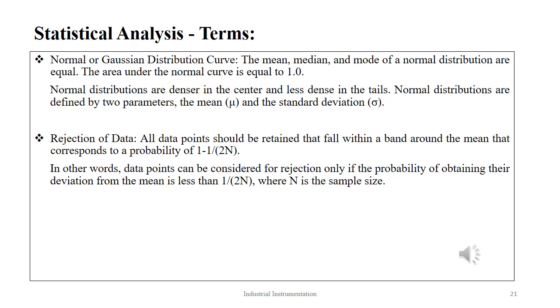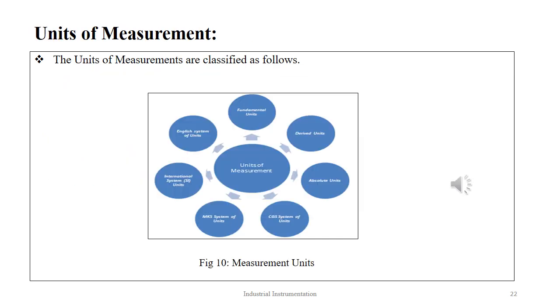Rejection of data. All data points should be retained that fall within a band around the mean that corresponds to a probability of 1 minus 1 by 2n. In other words, data points can be considered for rejection only if the probability of obtaining their deviation from the mean is less than 1 by 2n, where n is the sample size.